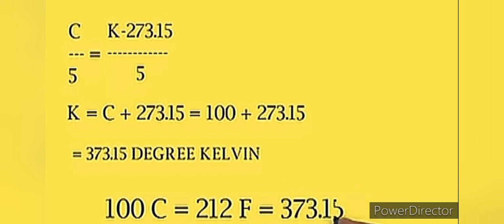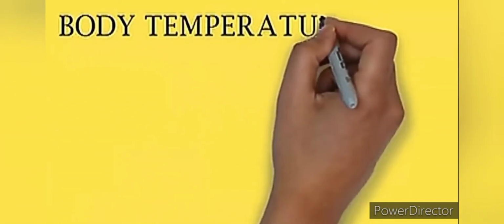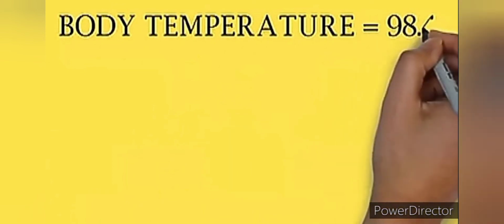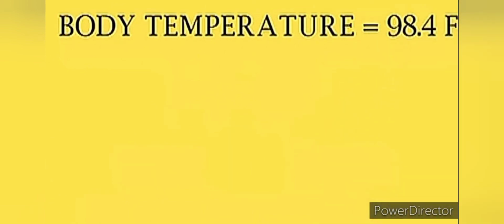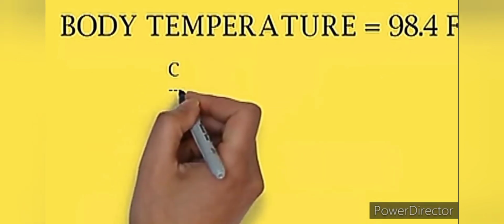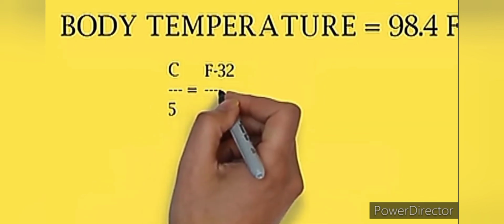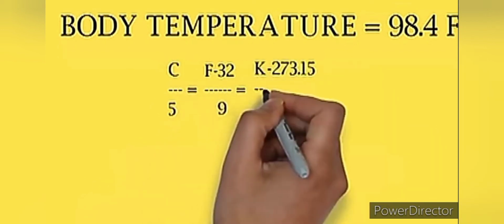Now body temperature, this is 98.4 Fahrenheit. Clear? Now we have to convert Fahrenheit into Celsius scale. What we have to do? We will write the formula C upon 5 equals to (F minus 32) upon 9.